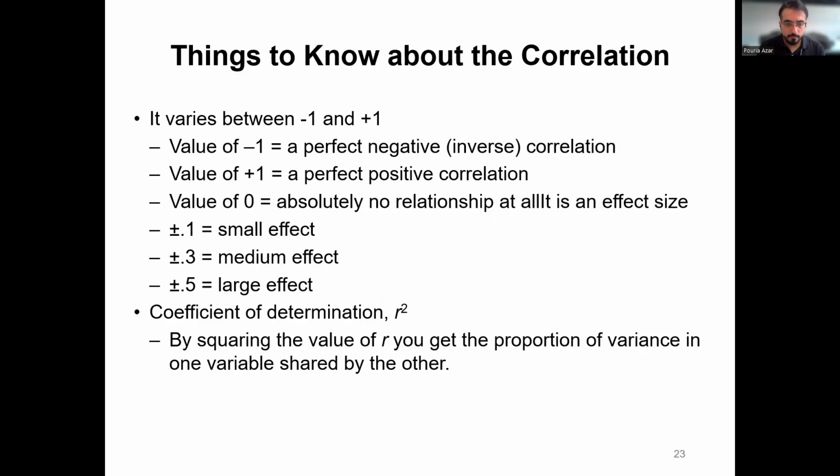So if the rho or r is ±0.1, it indicates a small effect. If it is ±0.3, it indicates a medium effect. And if it is ±0.5, it indicates a large effect. And also we have rho squared. By squaring the value of rho, you get the proportional variance in one variable shared by the other variable.